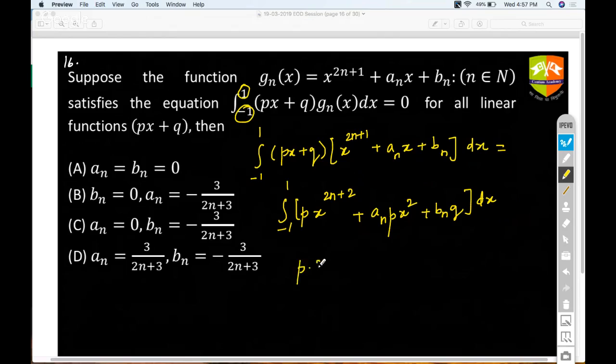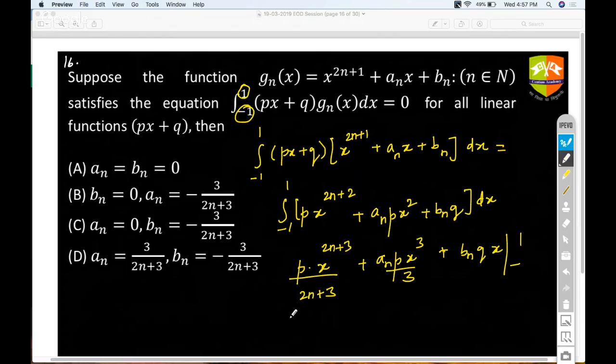So this is going to be p times x to the power 2n plus 3 by 2n plus 3, and this is going to be x to the power 3 by 3, and this is going to be bnq times x. Or you can do 2 times this from 0 to 1. Right, so this will give you 2p by 2n plus 3, and you have 2anp by 3, and you have 2bnq.